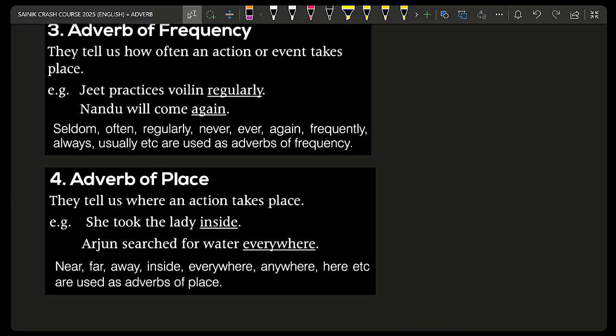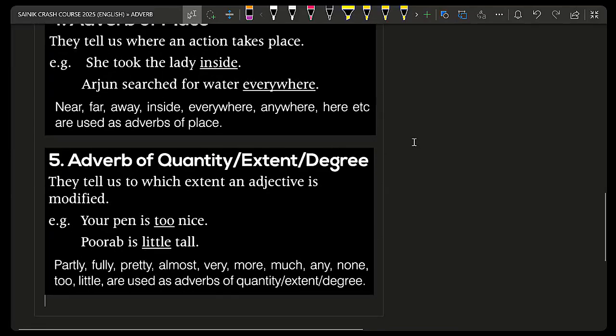And next, adverb of quantity, extent, or degree. They tell us to which extent an adjective is modified. That is, your pen is too nice. The extent of the niceness of your pen is too nice. Purab is little tall. How much tall? Little tall. It is saying about the quantity. Quantity means size, and we also call it degree. Partly, fully, pretty, almost, very, more, much, any, none, too, little are used as adverbs of quantity, extent, or degree.